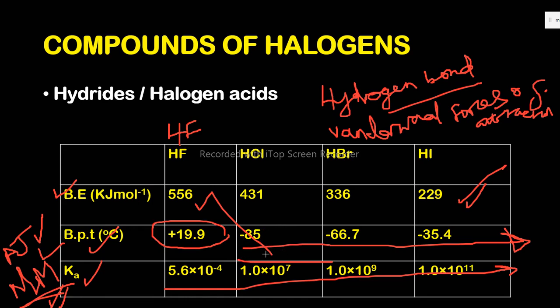And some correction. As you go down the group, the strength of van der Waals forces of attraction increases. Yes, van der Waals forces become stronger as we move down the group. Hence, more heat is required by the hydride of iodine as compared to HCl. Hence, their boiling point increases down the group. Okay, that's really good.